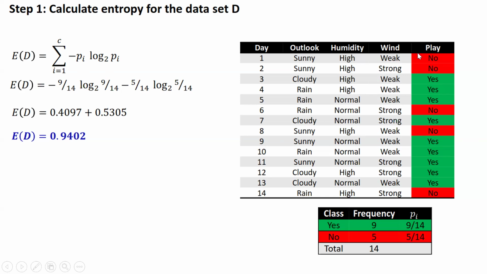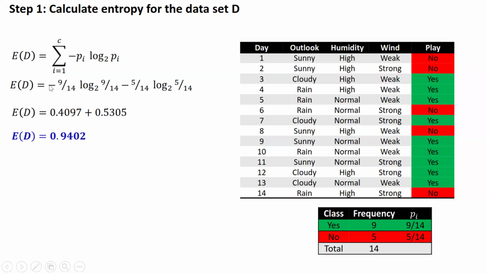If you consider this example, play is the target variable, the dependent variable. So how many observations are there in the training data set? There are 14 observations. Out of 14 days, how many yes and how many no's are there? There are 9 yes. If you count the no's, 1, 2, 3, 4, and 5. So 5 no's and 9 yes.